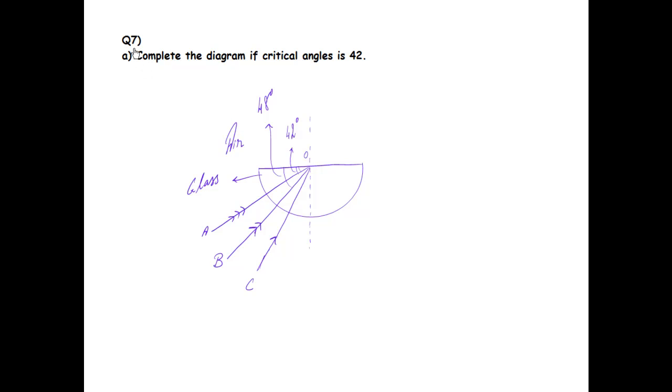Now let's have a look at question number 7a. Complete the following diagram if the critical angle of glass is 42 degrees. So this is a semisphere or a hemisphere which is given to you. This is made up of glass and the surrounding medium is air, and there are three rays marked, ray A, ray B and ray C.